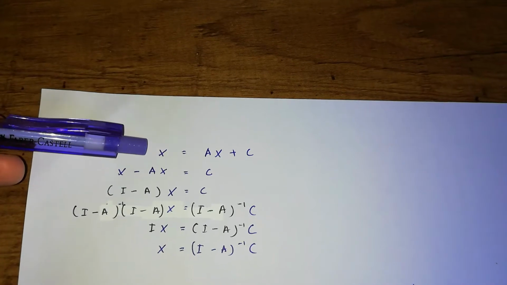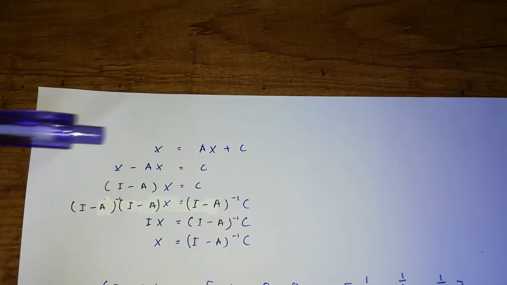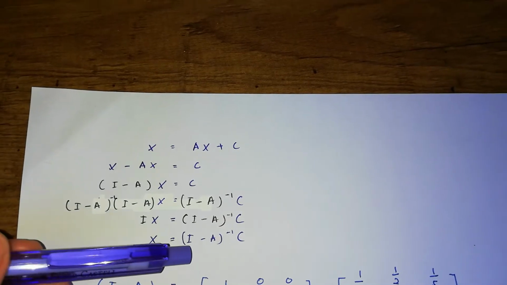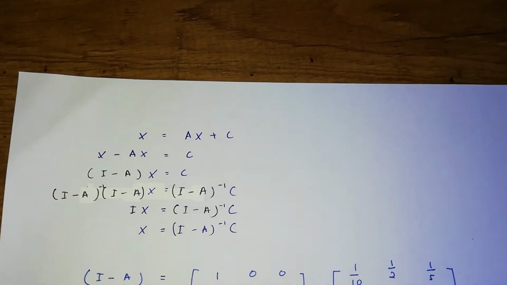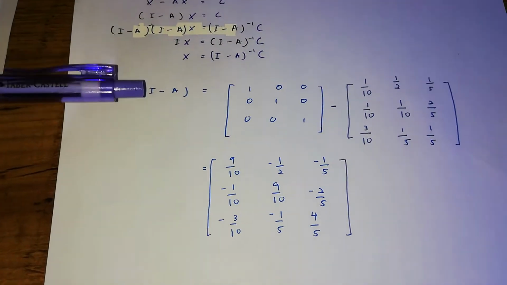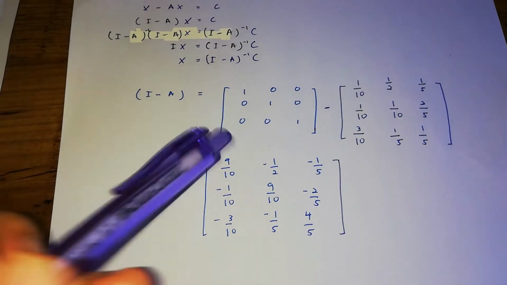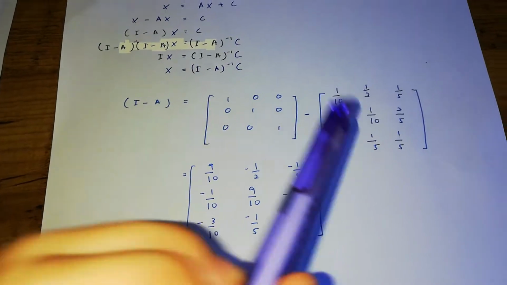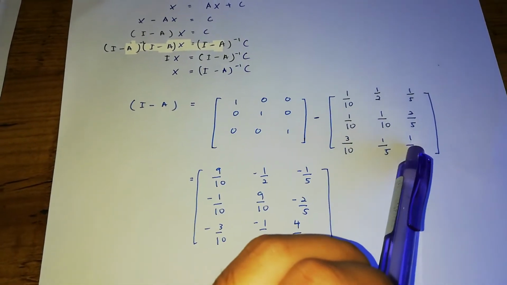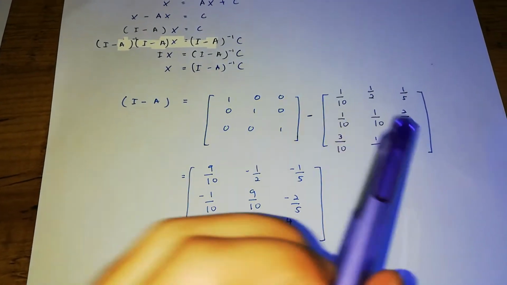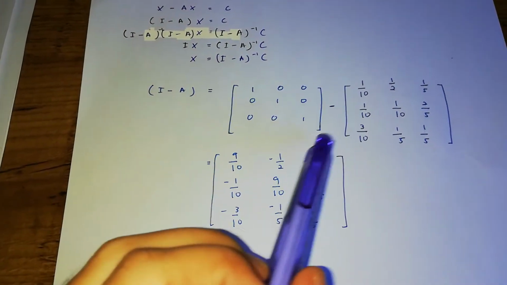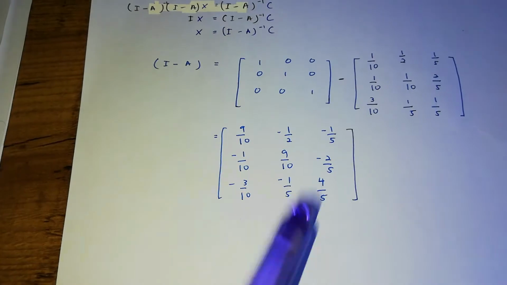Here x is the output vector, A is the technology matrix, and C is the final demand vector. Next, after we get x equals Ax plus c, we need to solve it by using the Leontief matrix until we get x equals (I minus A) inverse c. Next, we need to write I minus A, where I is the identity matrix minus A. Because this is a 3 times 3 matrix, we need to use the 3 times 3 identity matrix, and we subtract this one from this one, and then we get this answer.